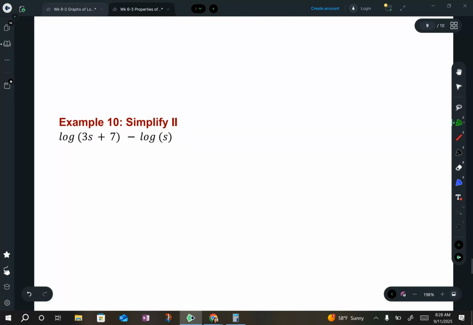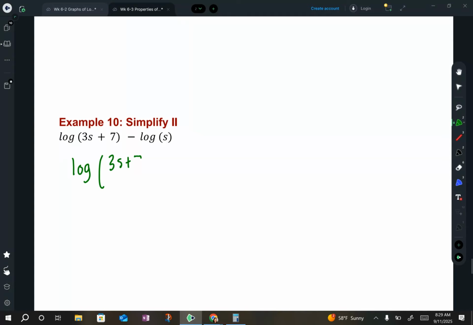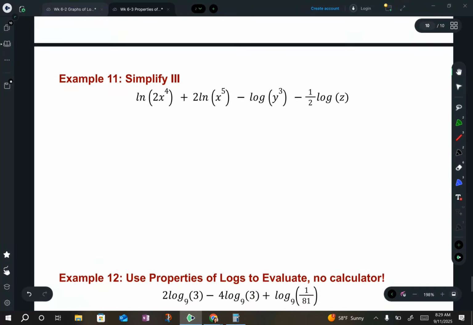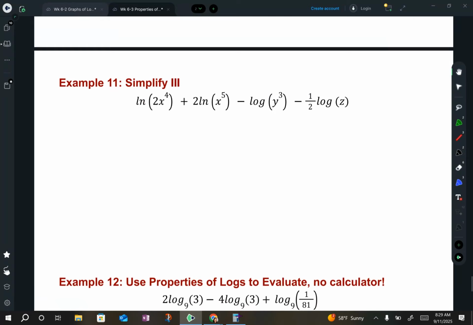We have log of 3s plus 7 minus log of s. We're going to use the quotient formula. So it's log of 3s plus 7 all over s. And there's nothing else you can do there. Those s's don't cancel because remember the numerator is a grouping symbol. Let's keep going. This looks like a good one. Let's fully contract this one as well.